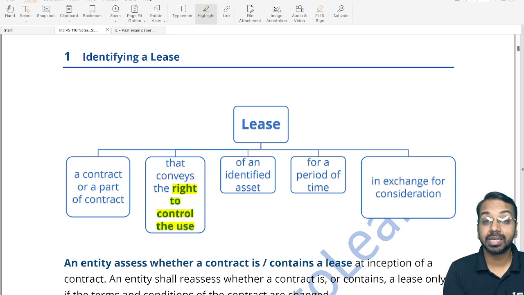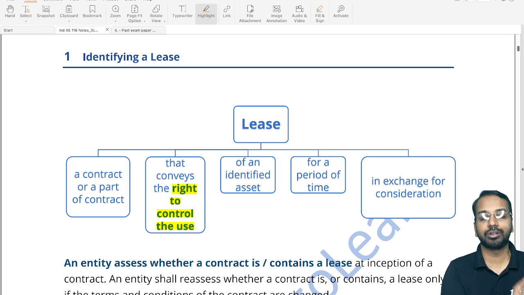It conveys the right to control the use, which means there is an owner of a property and there is a user of the property. Think of it like I have taken an office building on lease. I am the user of the property. There is an owner of that property. Now that owner of the property has given me the right to control the use.